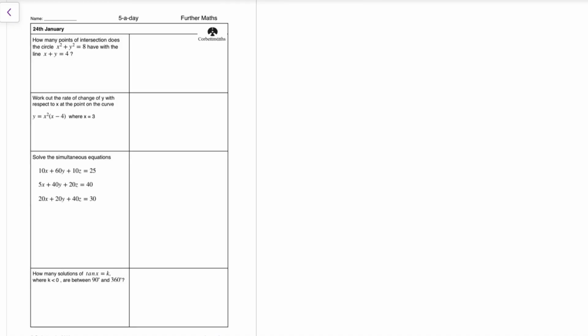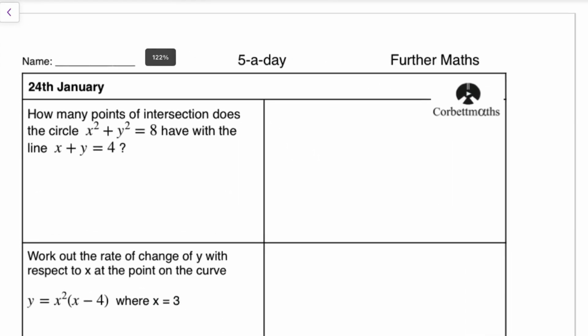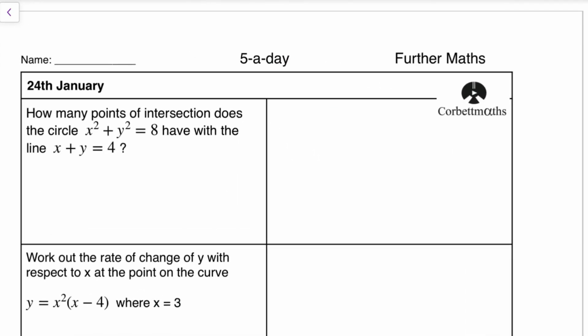Right, and we're back again, and we're back for the 24th of Jan. This is the Further Maths 5 a day, and we have 4 questions, although having a quick look at the third question, that looks quite lengthy. But let's start with the first question and work our way through.